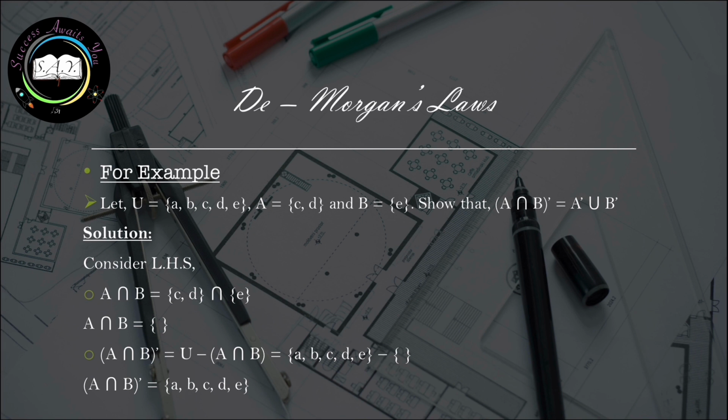Let's solve an example here. Suppose a universal set having alphabets A to E, set A having elements C, D, and a set B having E as its only element. Prove De Morgan's second law.